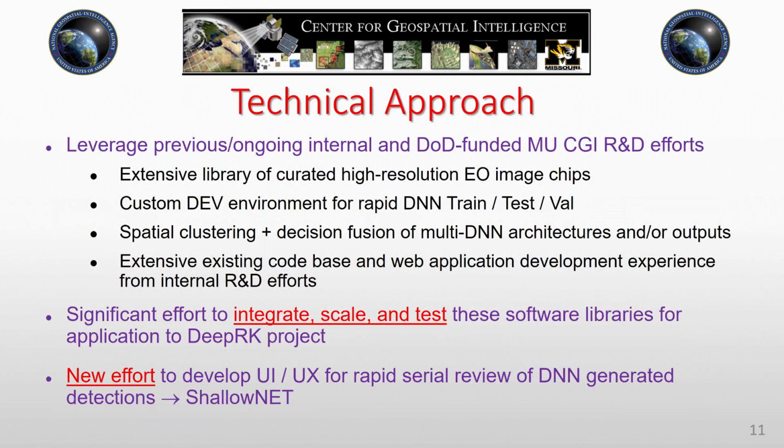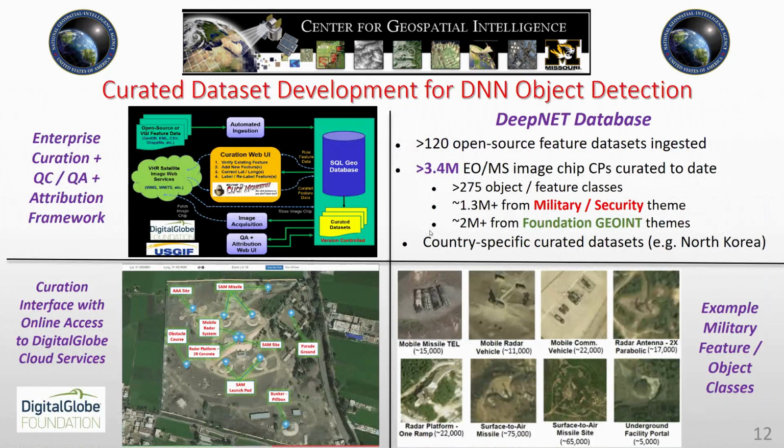And so in order to do this, we have leveraged a lot of work that we've done over the last 5 years in order to be able to tackle this particular project, where we want to do this for a wider variety of feature and object classes. And so just a little bit of background on that. 5-6 years ago, we started curating and labeling our own data for the high resolution commercial imagery. We've to date curated more than 3.5 million features and objects.